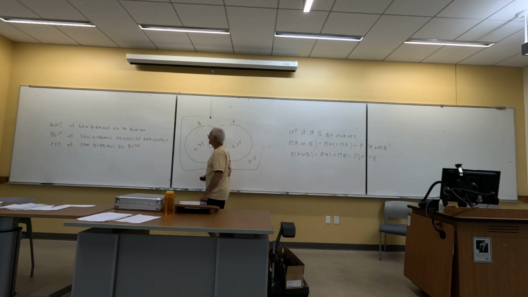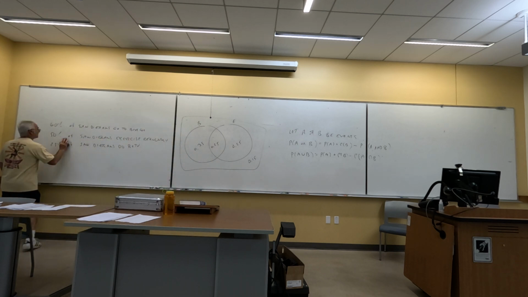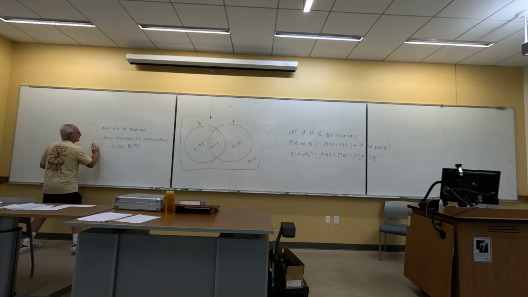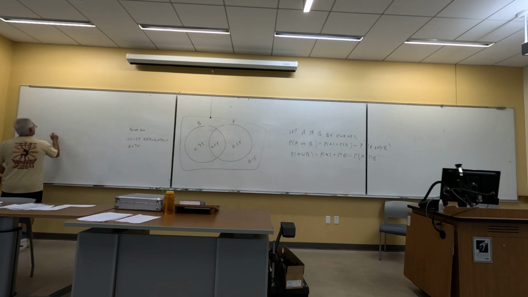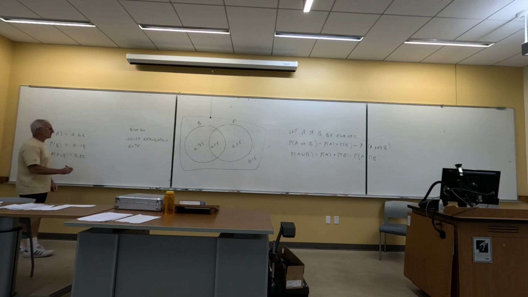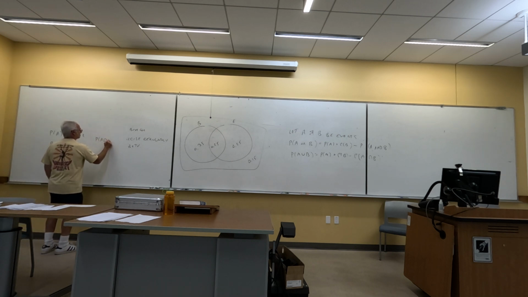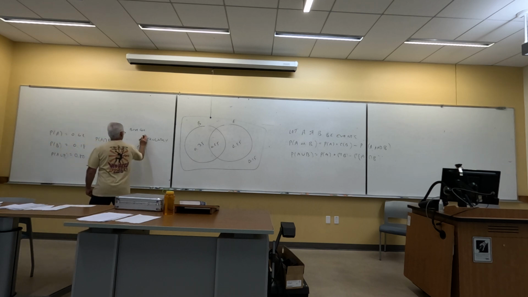So let me throw a what if at you. Let me change this slightly. Actually, let me be completely different. The probability of event A is 0.62. The probability of event B is 0.18, and the probability of A union B is 0.8. Can you tell me the probability of the intersection? 0. How'd you come up with 0?